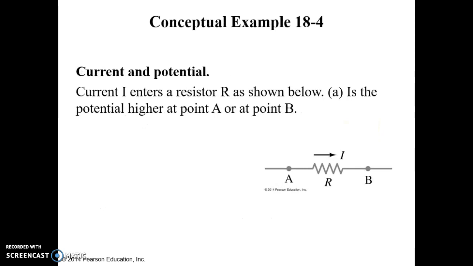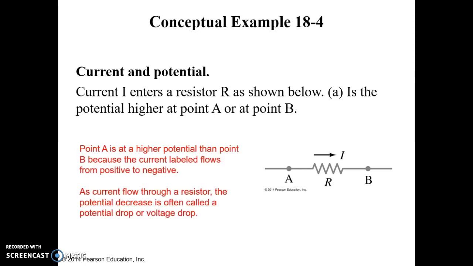Now let's say current enters a resistor R as shown below. Is the potential higher at point A or point B? Point A is at a higher potential than point B because the current flows from positive to negative. As the current flows through a resistor, the potential decreases and is often called a potential drop or a voltage drop.